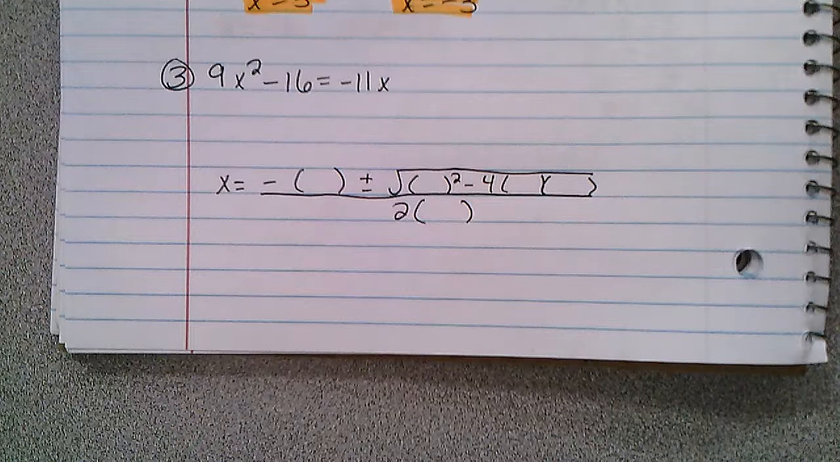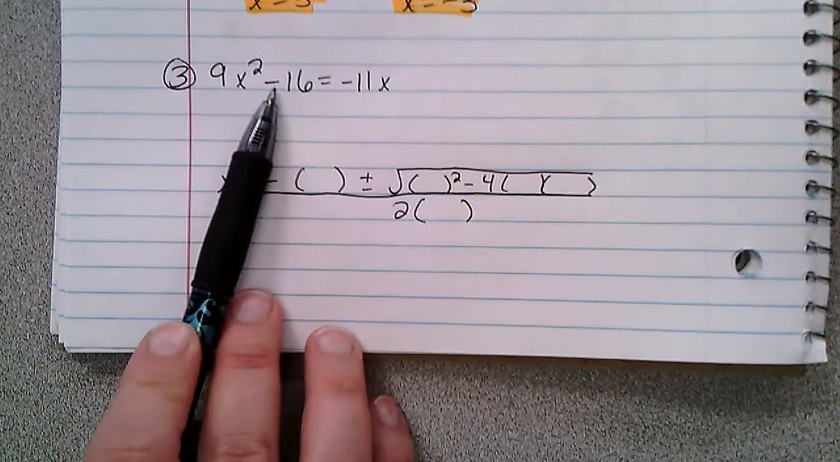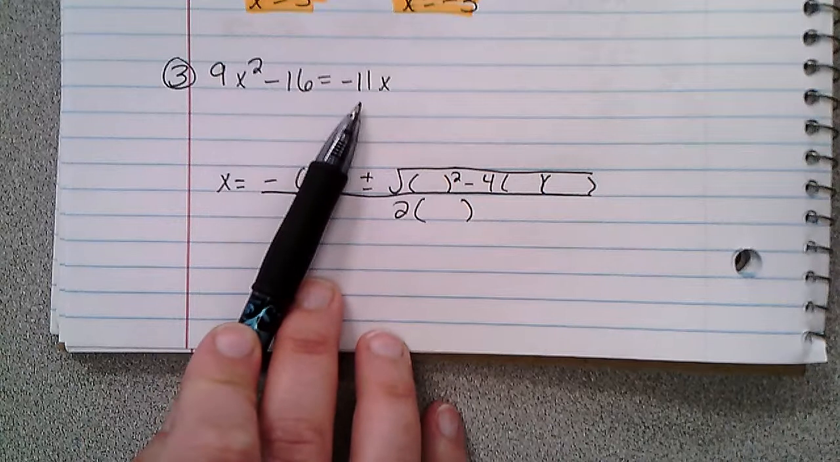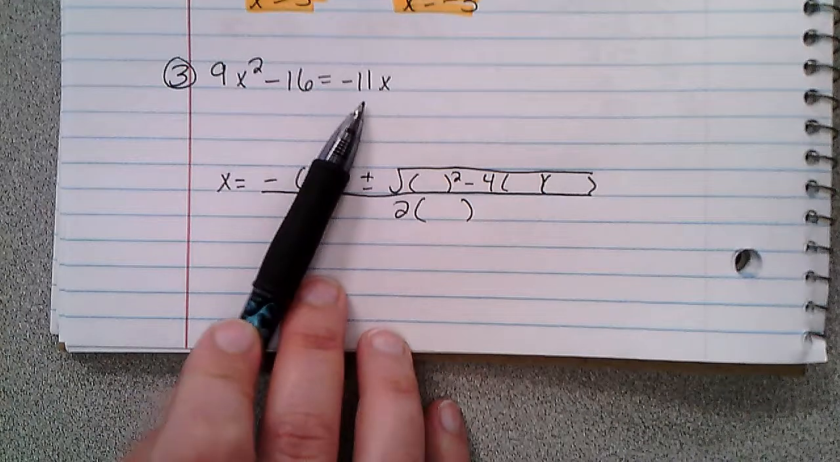Okay, so example number 3 looks like it's going to be exactly like example 2 because I only have the x squared term and the constant term. But if you look over here, this equation is not set equal to 0, so it's not ready for the quadratic formula just yet. It has to be equal to 0.